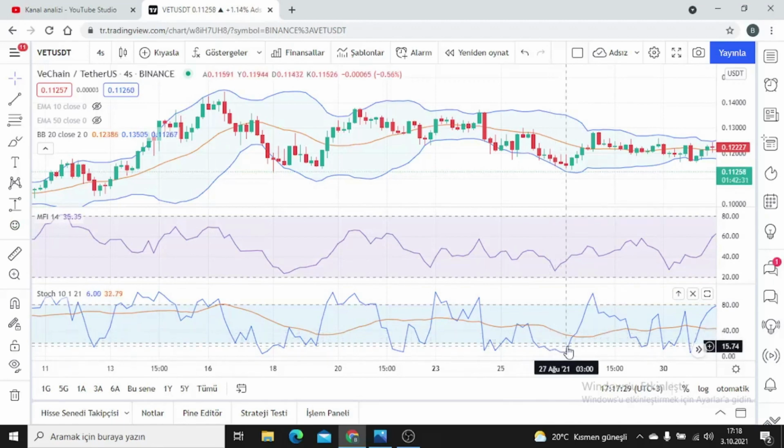But our stochastic still does not produce a buy signal for us. What we do is confirm the indicators here. When our D line approaches the orange line and crosses upwards, we can now follow the buy signal. So now think about it as a buy signal and try to evaluate it. Be sure to act with a stop loss order.